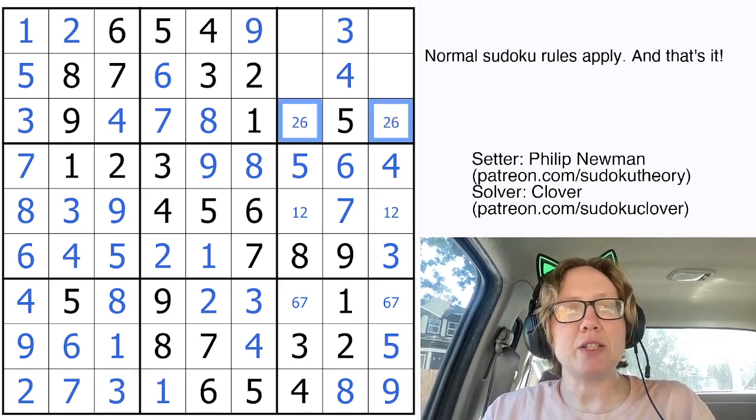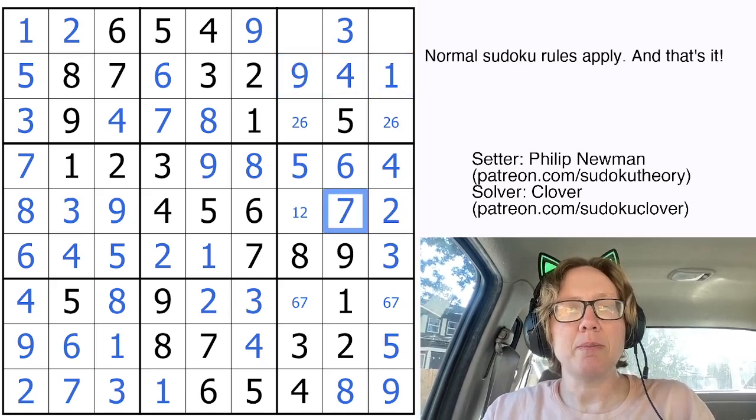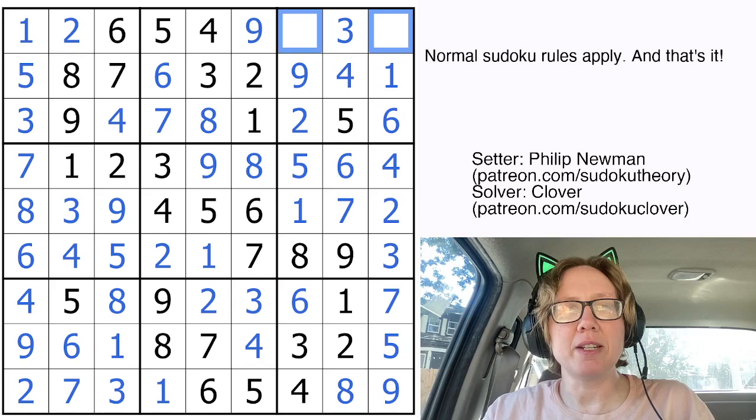Here we're going to need 2 and 6 to finish this row. We need a 1 and a 9 to finish this row, which resolve. Whoops. And that is going to resolve everything on the right side of the grid.